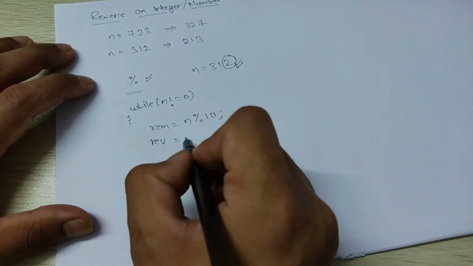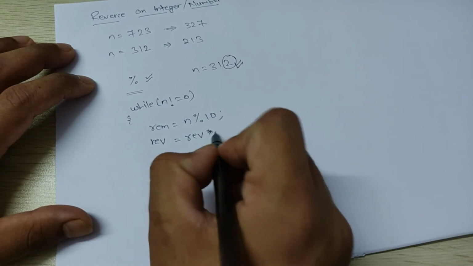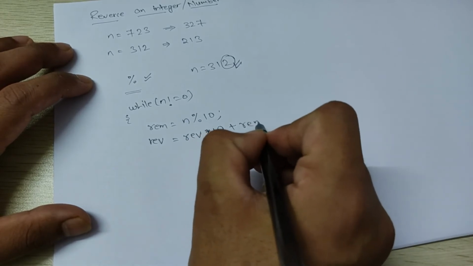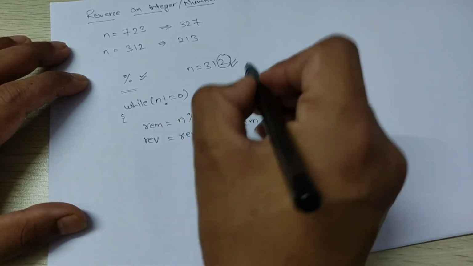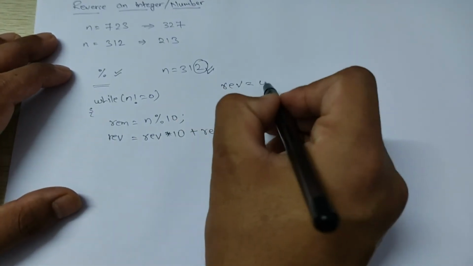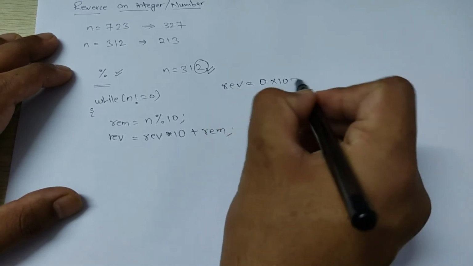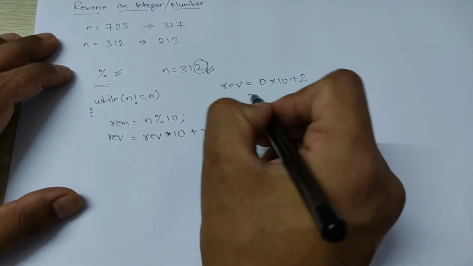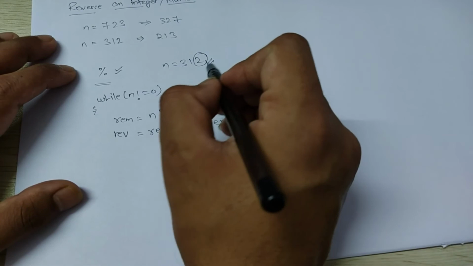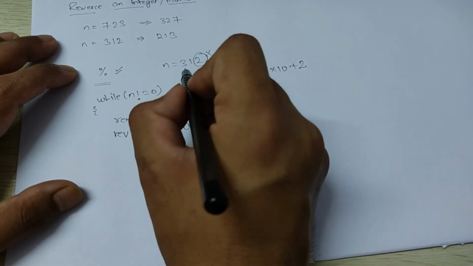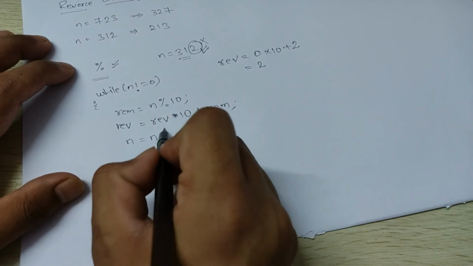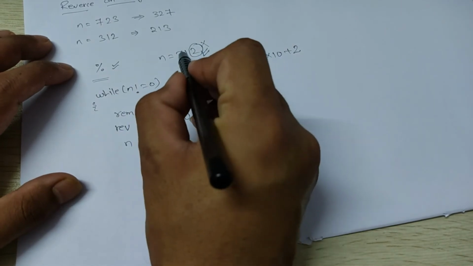In this we will say reverse multiplied by 10, and then you have to add the remainder. In the starting, reverse will be 0, so it will be 0 multiplied by 10 plus remainder, which is 2. So reverse will be 2. Now, because you used this 2, you have to discard it, and I told you for discarding we use the division. So now the number becomes n by 10, so now the number will be 31.